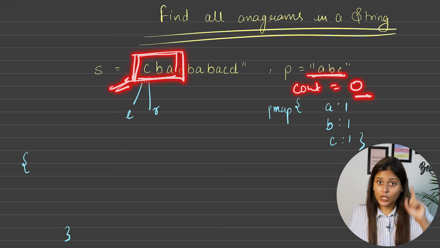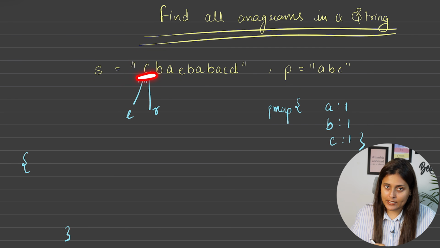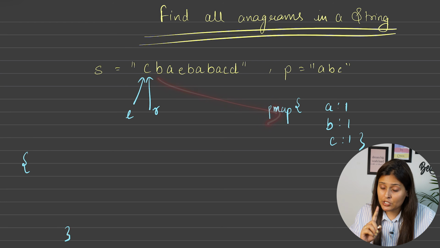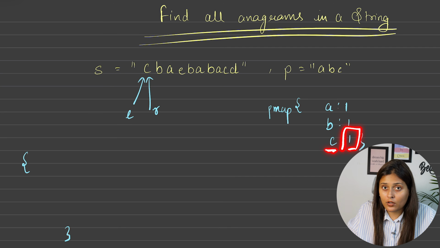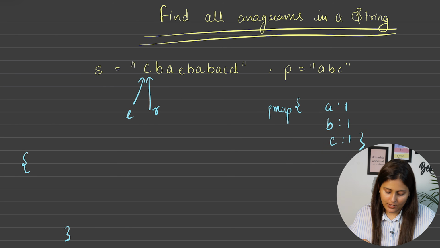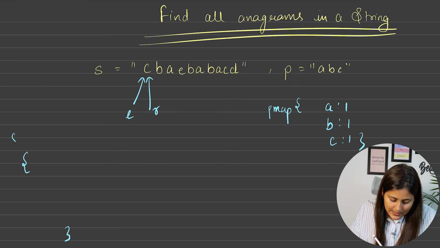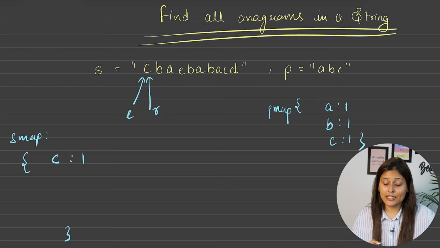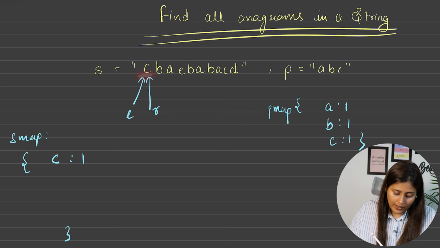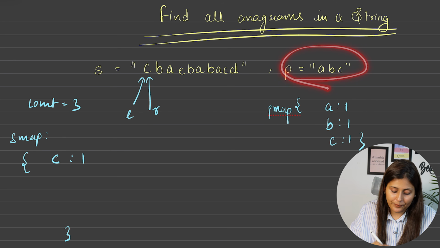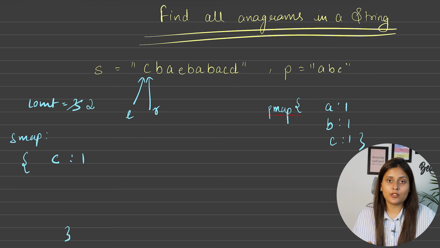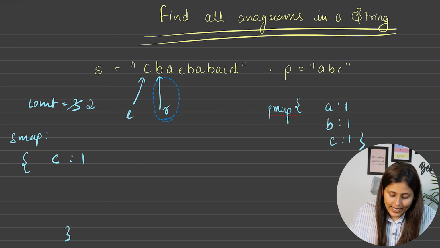Okay, so following this idea, R has encountered C, we will go in the P map and check, hey, is C present and is its frequency greater than 0? If it is, it means this character is required, correct? Okay, so in the S map we will add the same character C with the same frequency, correct? And since this is a required one, initially the count was 3, meaning the required number of characters is 3. We have found 1, so we will reduce this to 2 and move this pointer ahead to B.